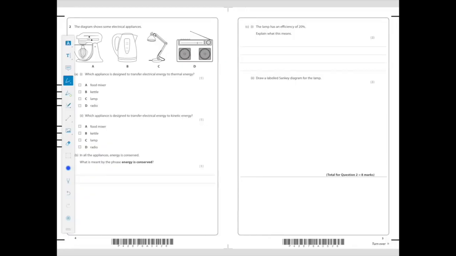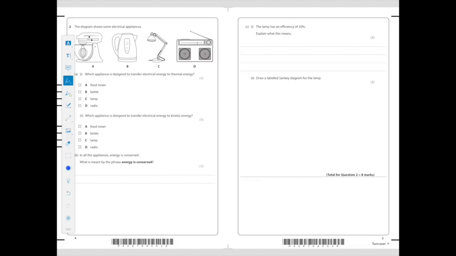The diagram shows some electrical appliances. Which appliance is designed to transfer electrical energy to thermal energy? So we're putting in electricity, we're getting heat out of it. It is clearly the kettle, B. Which appliance is designed to transfer electrical energy to kinetic energy? Again, we're putting in electricity, we're getting movement energy out, which would be the food mixer, A.